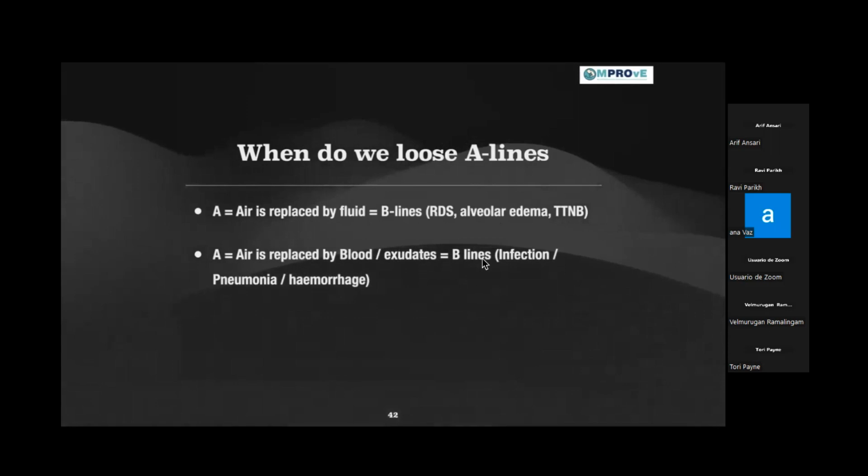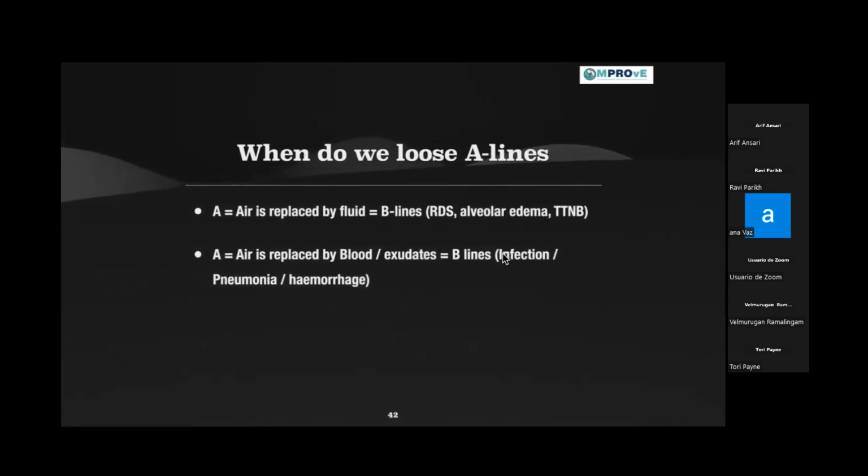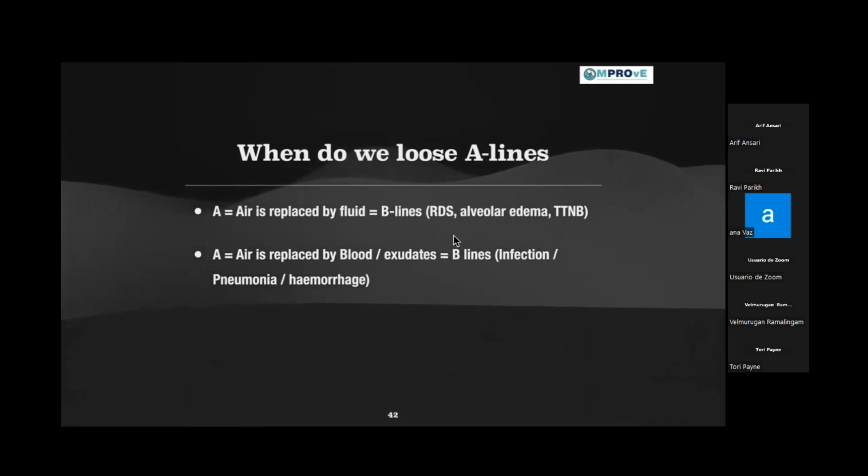Again, I'm emphasizing here, the clinical context, the clinical background is very, very important. You cannot overemphasize that. So always interpret the scans with the clinical context, with the clinical background, because it will only give you A or B lines. So it can be RDS, or at the same time it can be hemorrhage. So how do we differentiate between the two? Clinical background will help you.